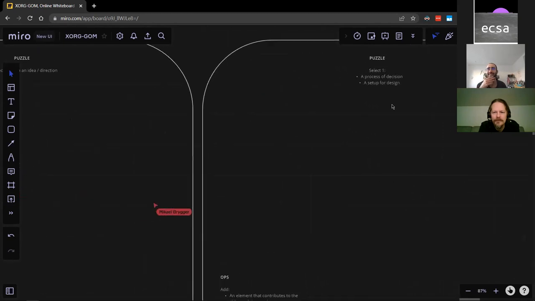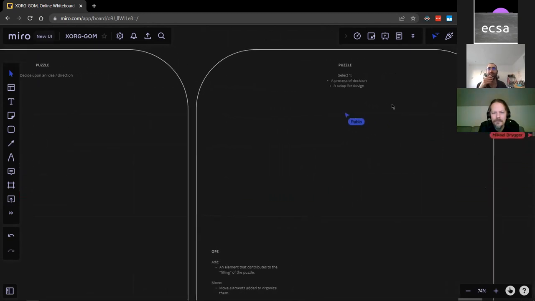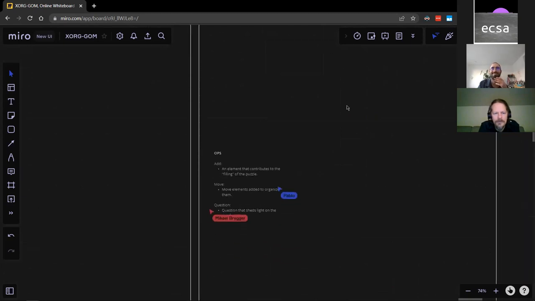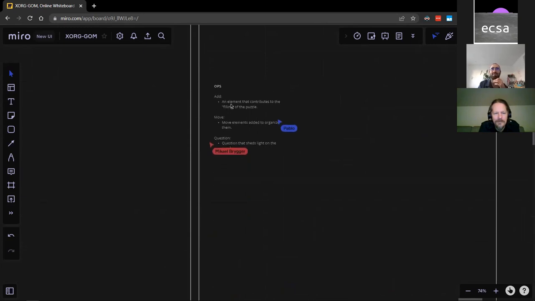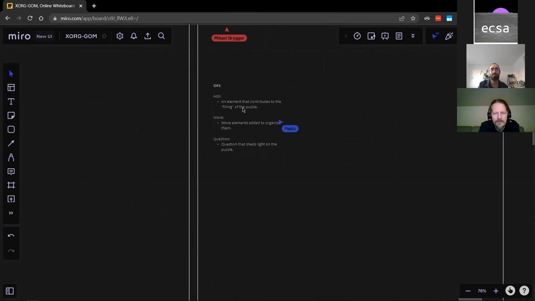Which I was playing around with. There's probably way better ways to use this, but I was just putting in things that came to my mind. For example, this has a puzzle where you can select one: your puzzle is a process of decision or a setup for design. I should have really come up with a more wacky puzzle, but maybe you can add it. And then there are three ops. There could be roles, but I started with the ops here.